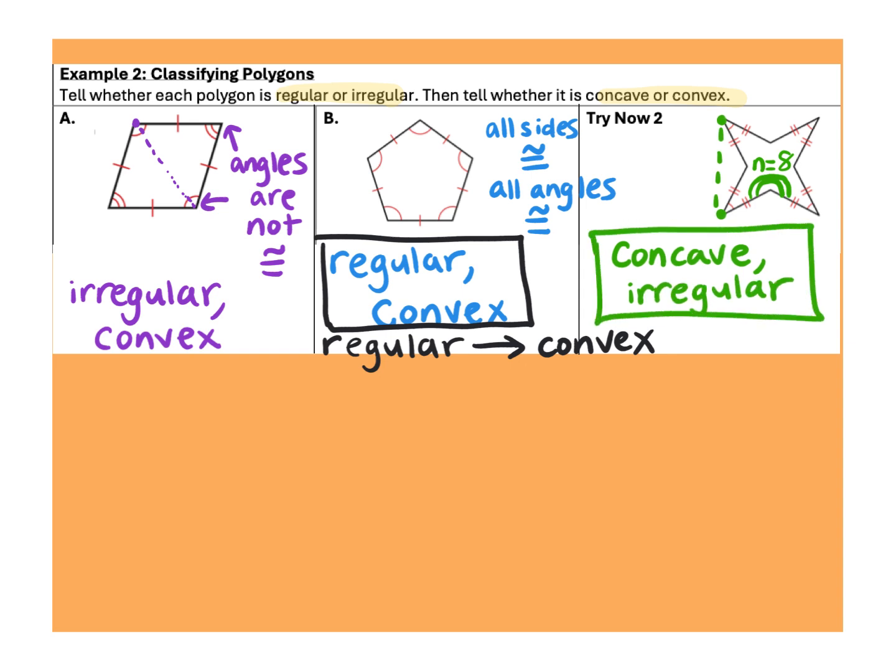Remember that if it's regular, it has to be convex. So just knowing that this figure is concave, which I think is pretty clear by its appearance, any figure, polygon, that is concave will always be irregular.